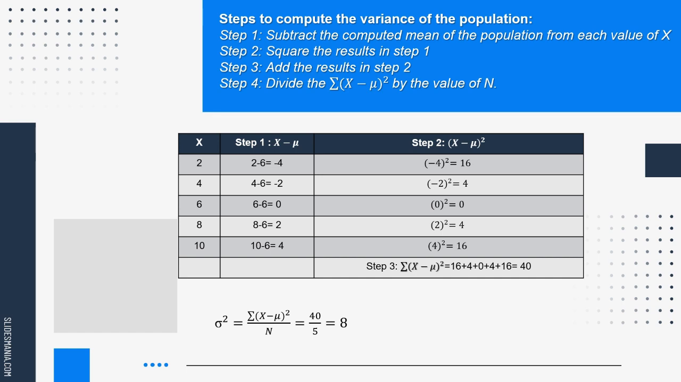For 6, that is 6 minus 6, that is equal to 0. For 8, that is 8 minus 6 is equal to 2. For 10, that is 10 minus 6 is equal to 4. For the step 2, we will square the results in step 1.